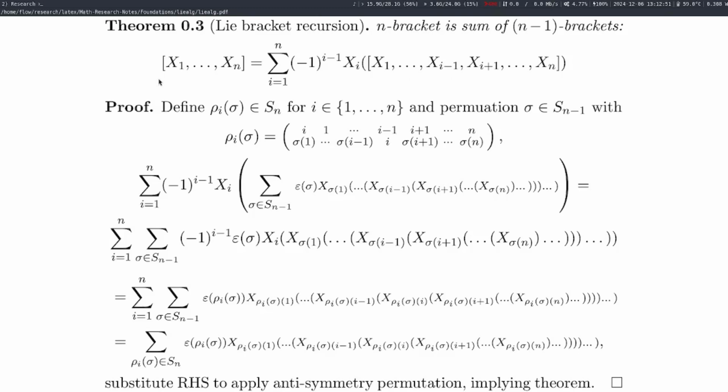And so what this theorem says is, if you have this n-linear Lie bracket, you can express it as a sum over i from 1 to n of x_i applied to an n-1 bracket, where we leave out i as the index, and then we add the sign of the transposition out front here, which is required for factoring it out.